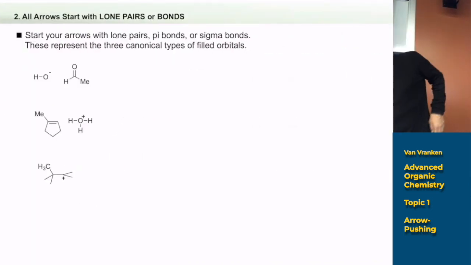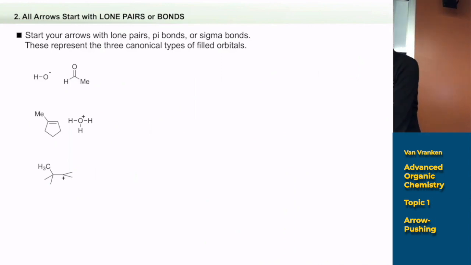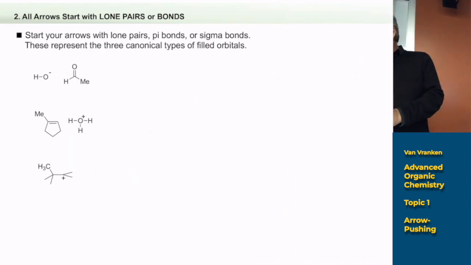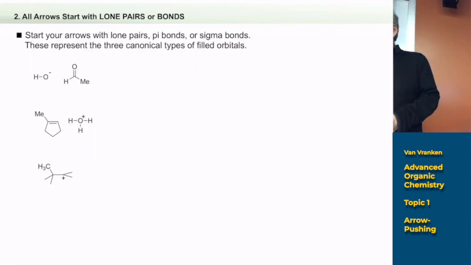All right, our first rule was draw correct Lewis structures, and it sounds easy, but it's not that easy, so you need to practice that. You should have had lots of practice drawing correct Lewis structures when you took an organic chemistry class. Like I said, we'll practice that when we get to discussion section, drawing correct Lewis structures. Okay, your second rule is all arrows should start with lone pairs or bonds. That sounds pretty simple. All arrows should start with lone pairs or bonds.